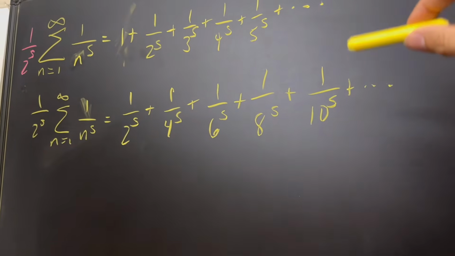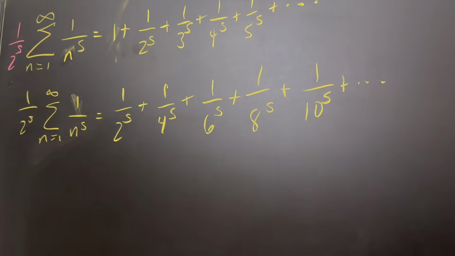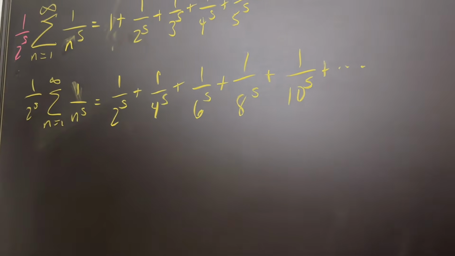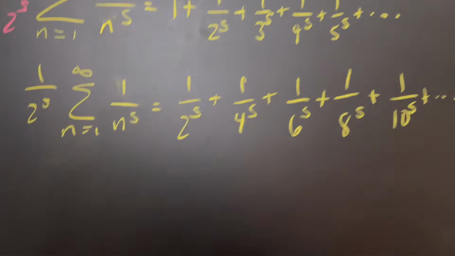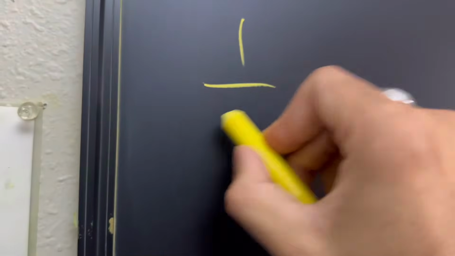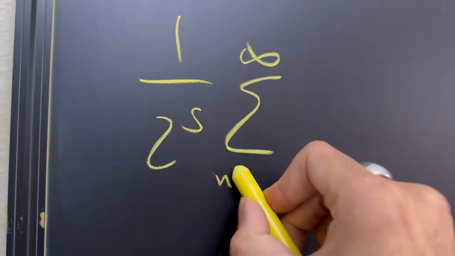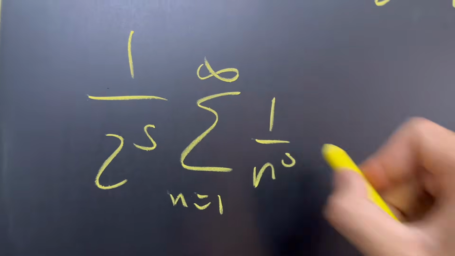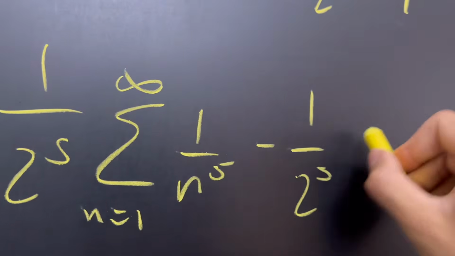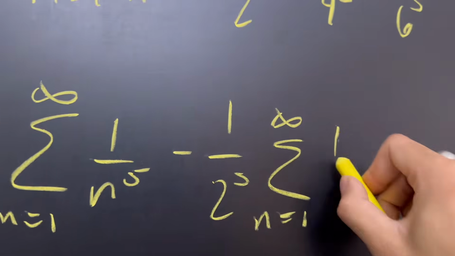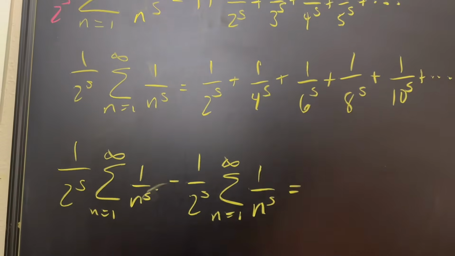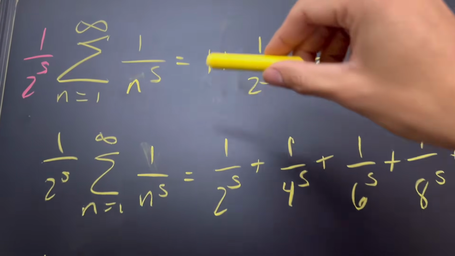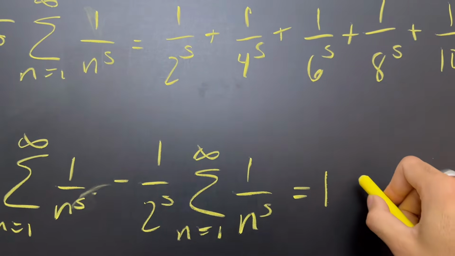Now, notice what happens here. You're basically accounting for all the denominators that are even numbers. In this case, multiples of 2. So what happens when I subtract the top function minus the bottom function? Well, what I will get is 1 over 2 to the s summation from 1 to infinity of 1 over n to the s, minus 1 over 2 to the s summation from 1 to infinity of 1 over n to the s. This looks like a 5, so I'm just going to fix that. And now what happens when we subtract this minus this? Well, you have 1, and there's nothing to cancel out, so you really just have 1 plus.